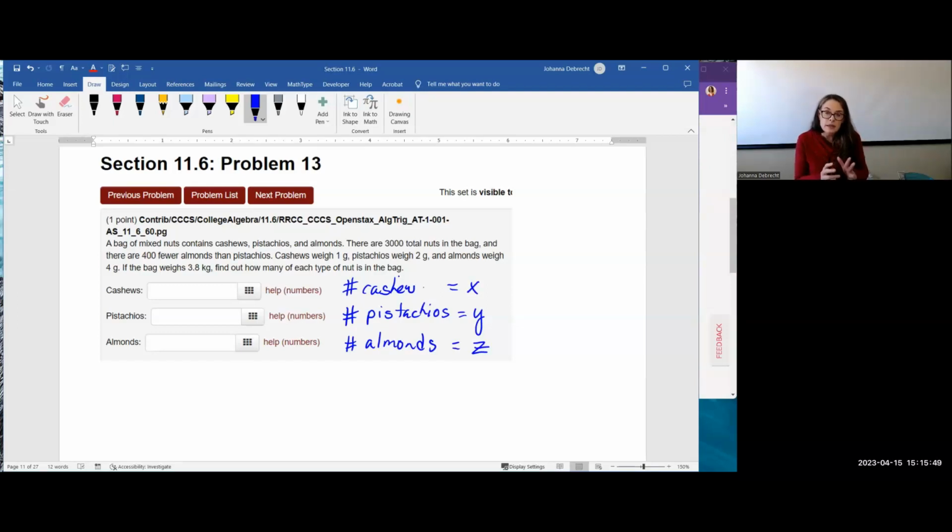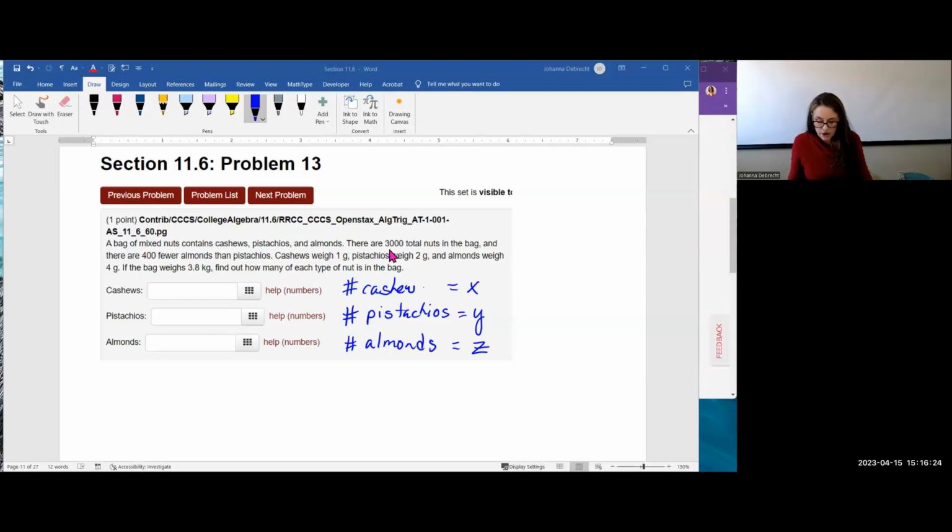Going back to the beginning, let's pull apart the words into subject phrase, verb phrase, prepositional phrases, subordinate clauses, conjunctions, and punctuation, anything that separates the sentence into parts of speech. A bag of mixed nuts contains cashews, pistachios, and almonds. Okay, I've got that, but that's not mathematics. There's nothing to translate there.